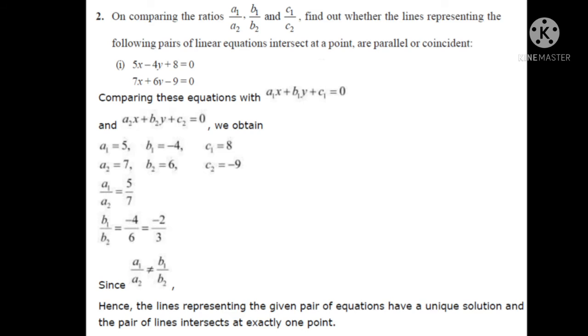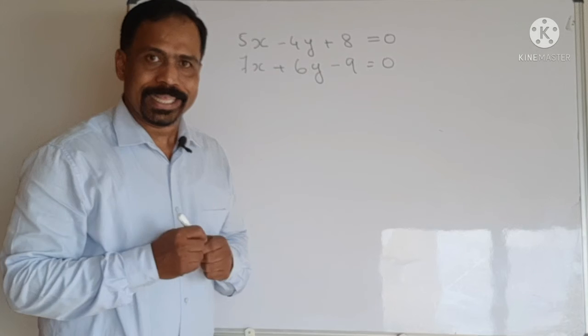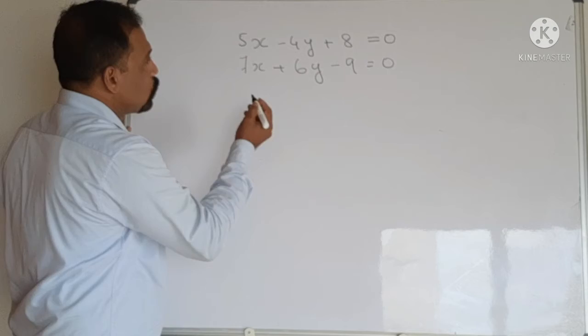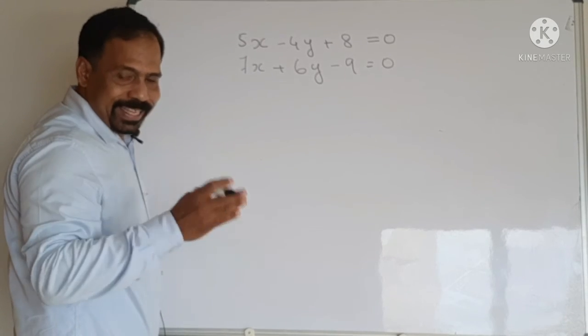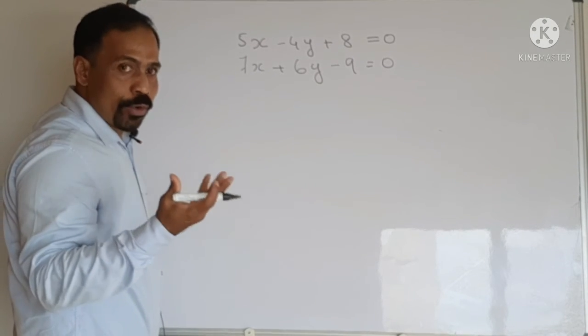Now let us do question number 2. On comparing the ratios a1 by a2, b1 by b2 and c1 by c2, find out whether the lines representing the following pair of linear equations intersect at a point, are parallel or coincident. Now let us do the first question. In this case, we have to find out whether it is an intersecting line, parallel line or coincident line.